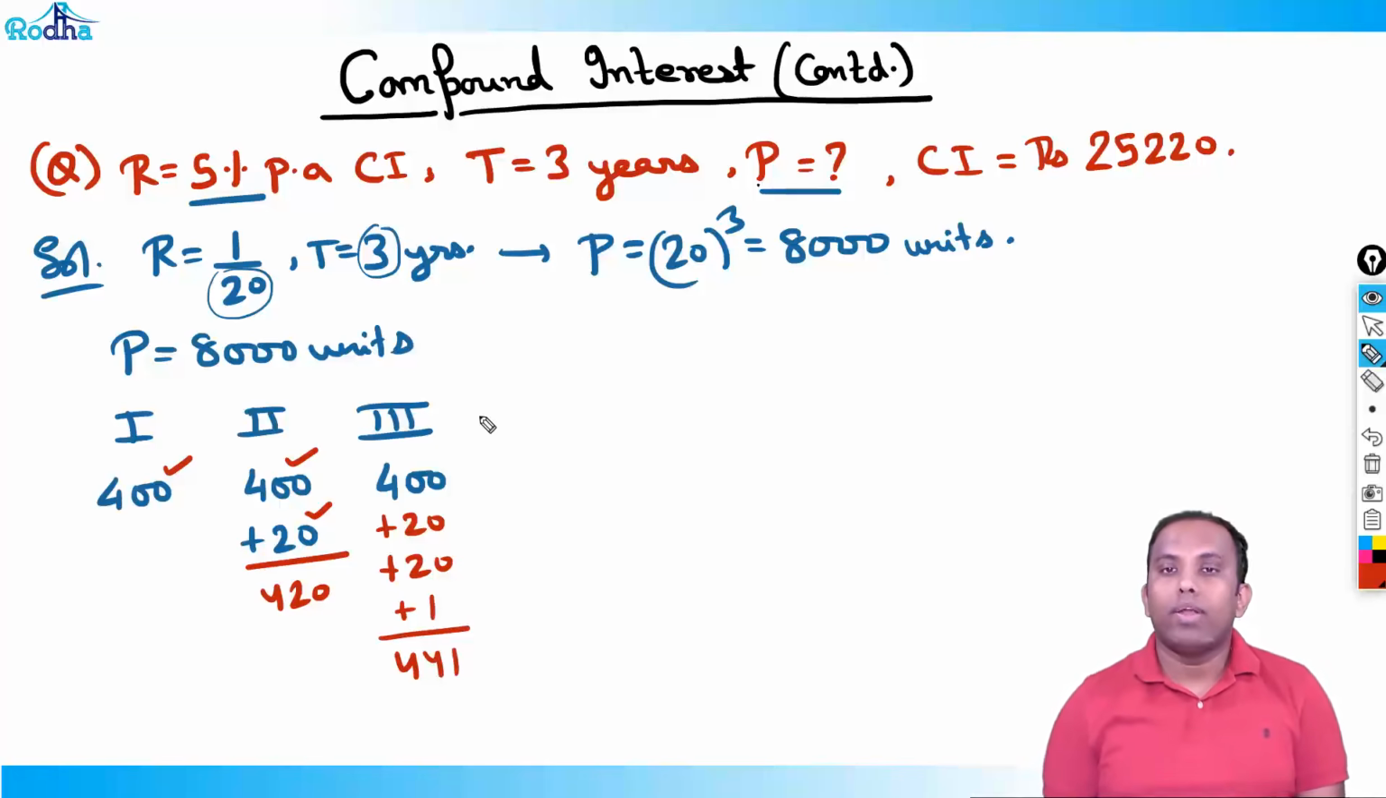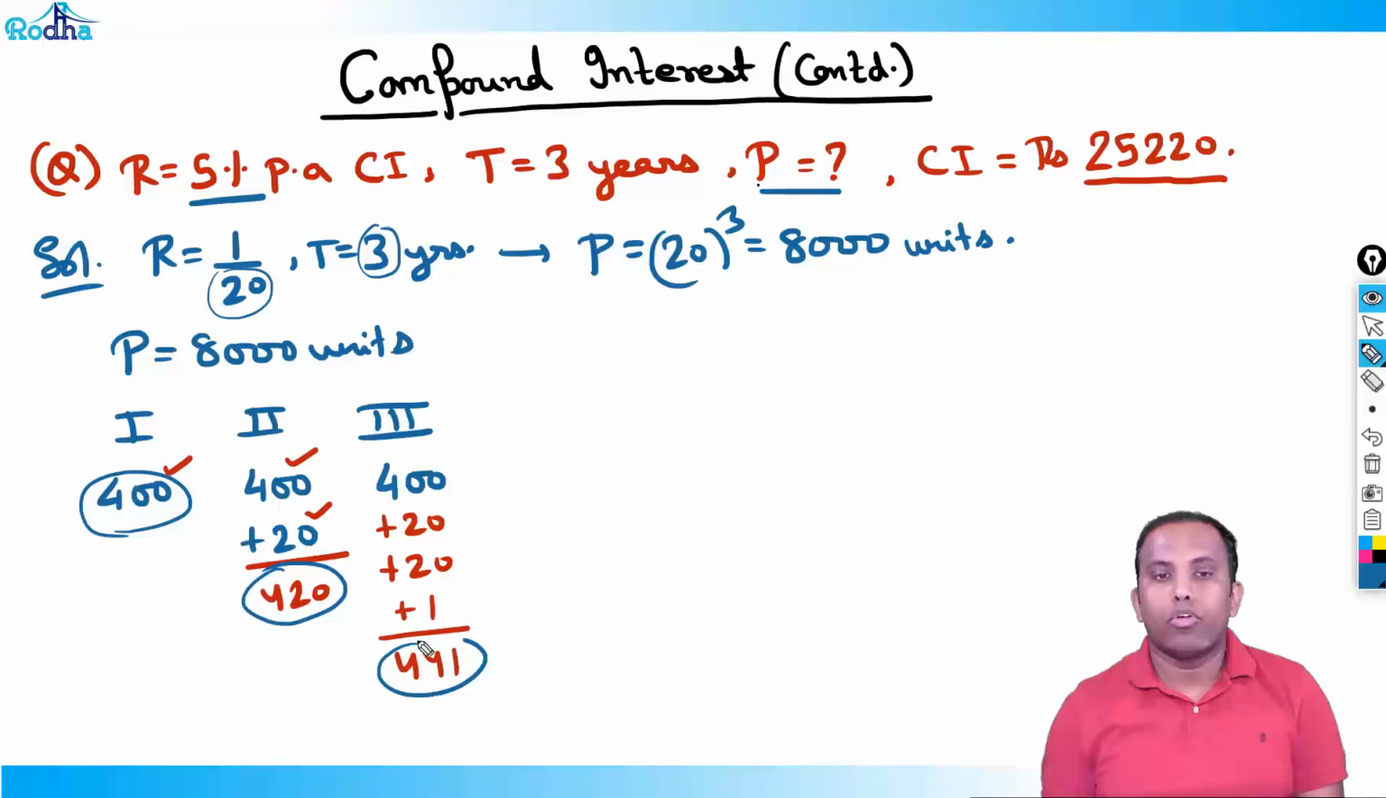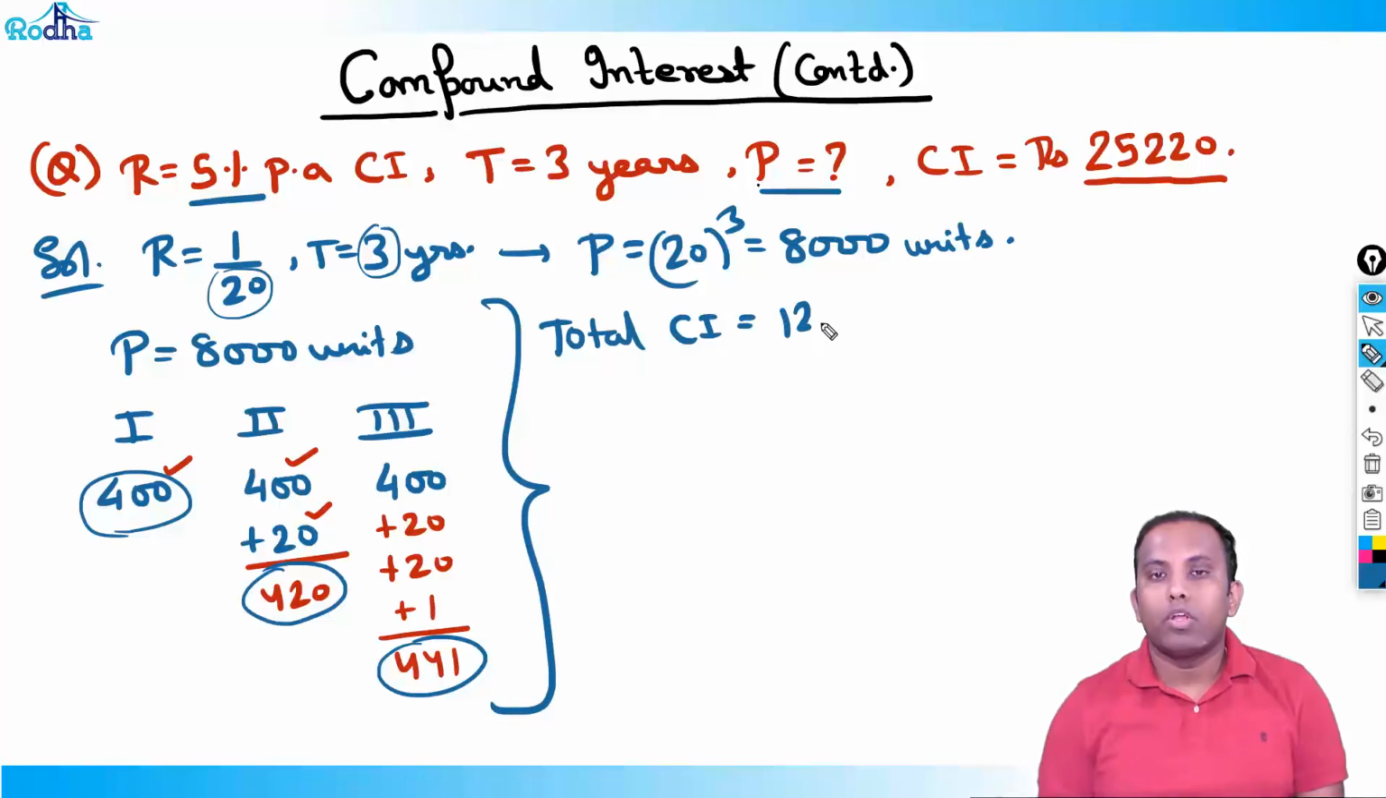That's it, right? What do I have to equate? The total CI given is rupees 25220. So the total CI is 25220 for these 3 years. What is the total CI? The addition of these three: 400 plus 420 plus 441. So 400 into 3 is 1200, and 20 plus 41 is 61. So the total CI is 1261 units, which is given as rupees 25220.